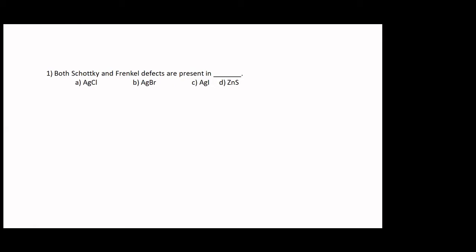Schottky and Frenkel defects are present in which compound? AgCl, AgBr, AgI, ZnS. You can see the PPT, no? Yes, AgBr, that's correct. AgBr is a solid which shows both Frenkel defect and Schottky defect.